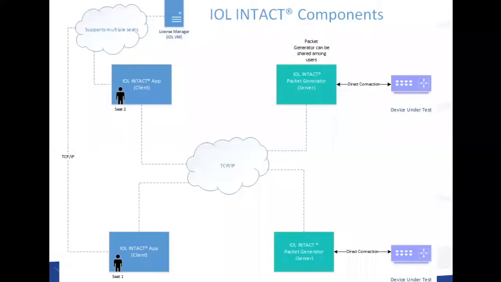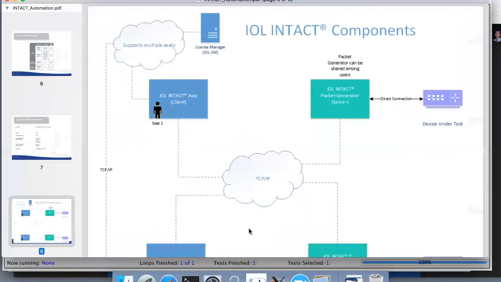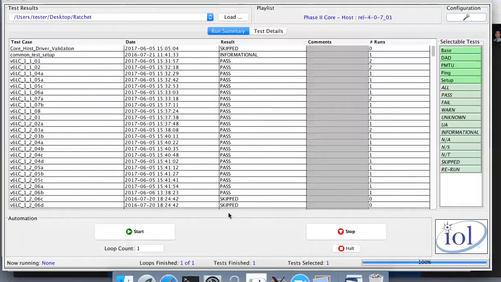So that pretty much covers the overall components and architecture of IOL Intact. At this point, we'll switch over to the application itself and see if we can run some tests. So here we see the Intact client application. It's already started up. There are some results that have been collected already for this particular device. And I'll just walk you around the GUI really quickly to give an overview.